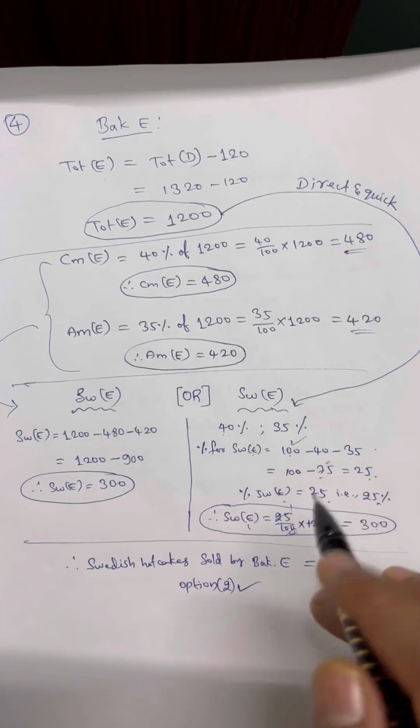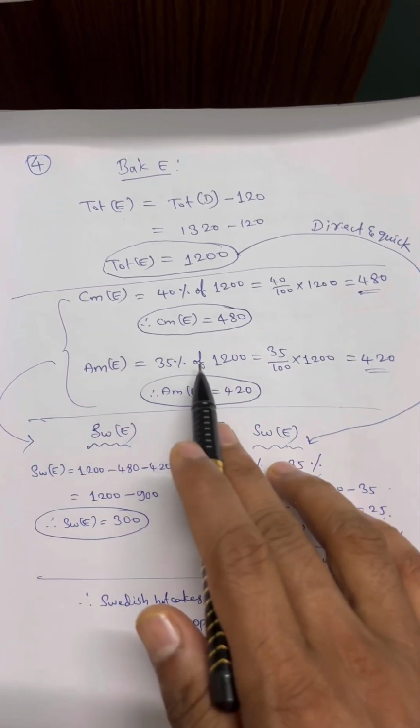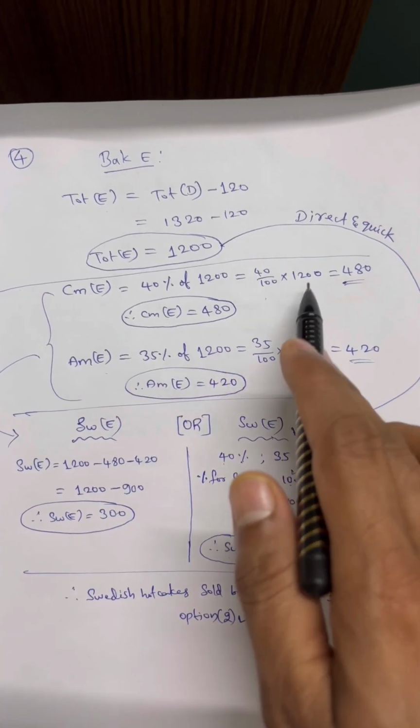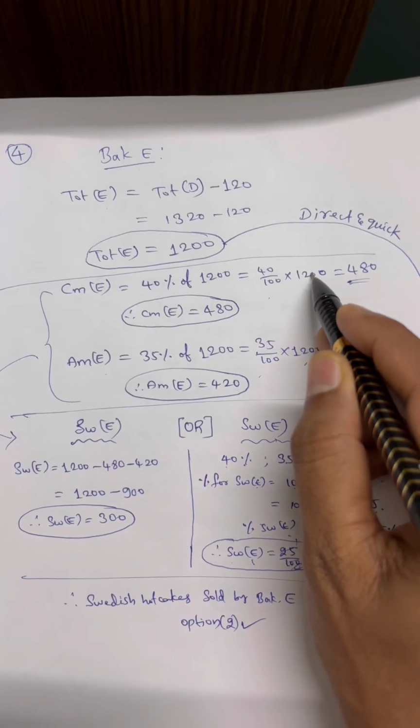Then you can do 25% of 200. Otherwise, if they are asking total also, what you have to do is 40% of 200 for cornmeal and 35% of 200 for American. That means 40 by 100 into 200, and 35 by 100 into 200. It will be 480 and 420, because the two zeros cancel.